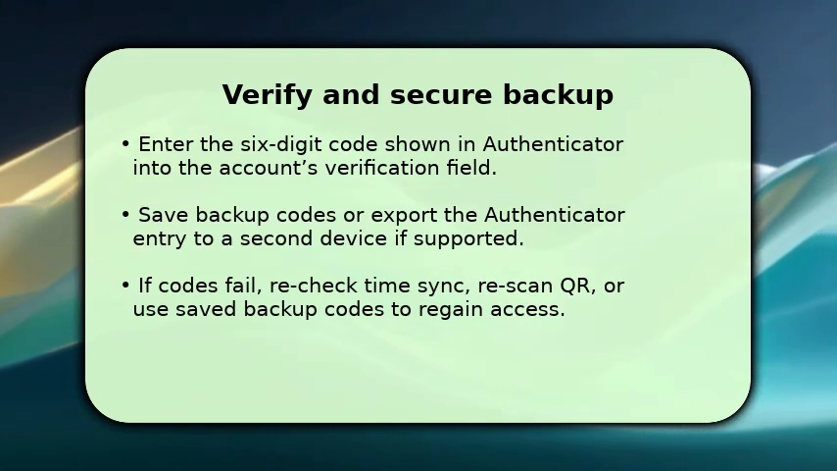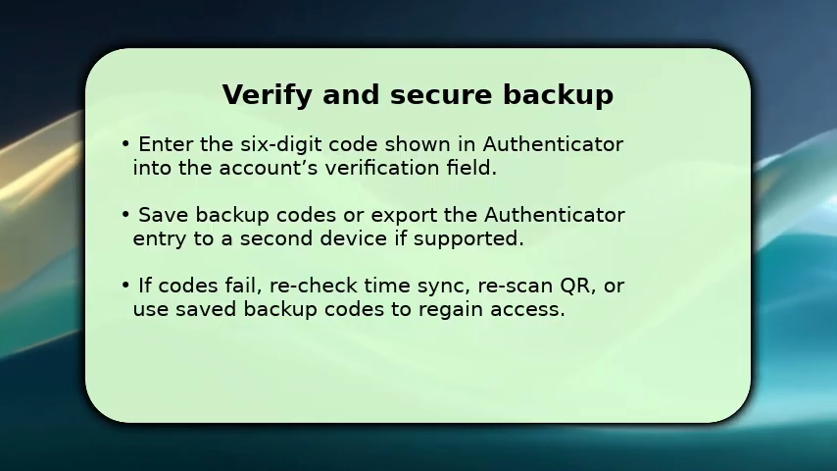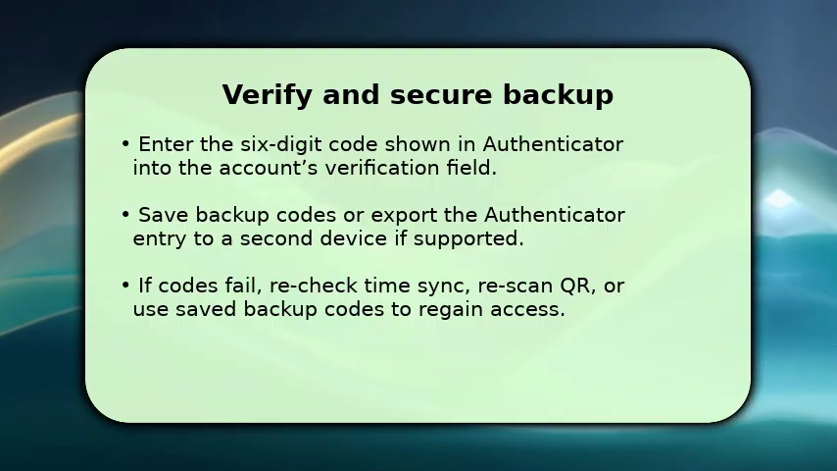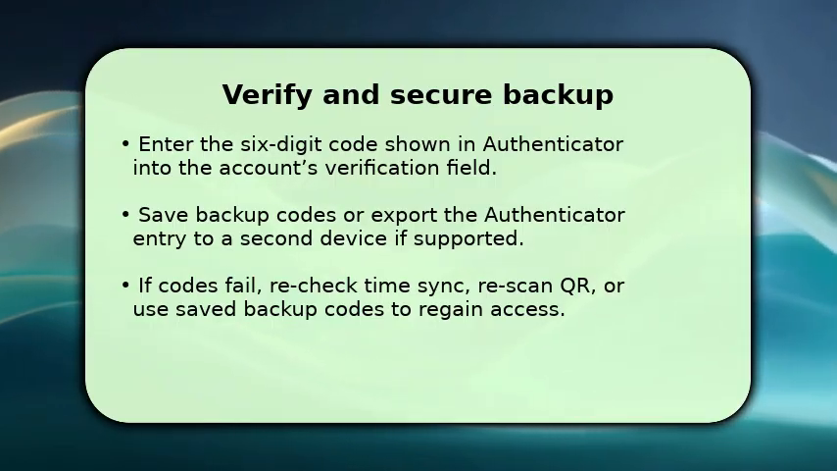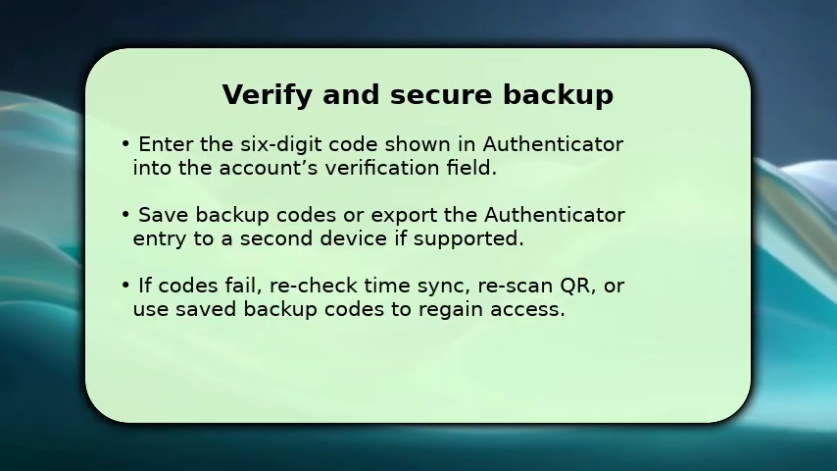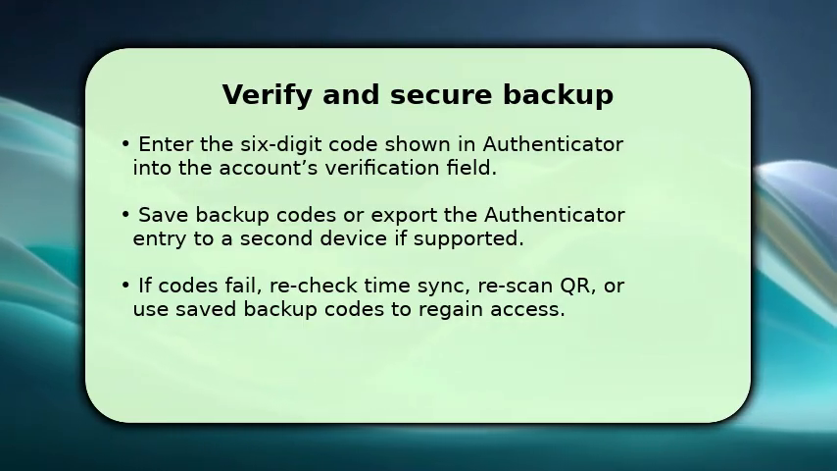Type the displayed 6-digit code from Authenticator into the account's verification box. Once accepted, record backup codes or set up a secondary Authenticator device immediately. This prevents lockout if your phone is lost. Make sure to label the Authenticator entry clearly.